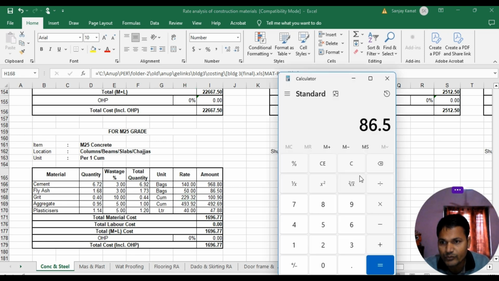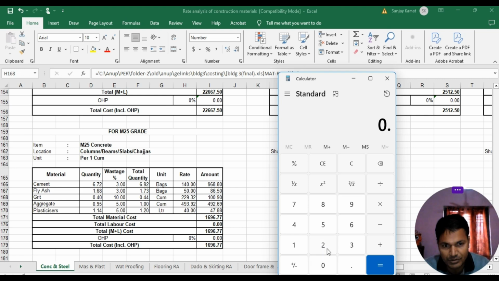And then, how much will it come to? Let's check. Okay, so we are going to check this.